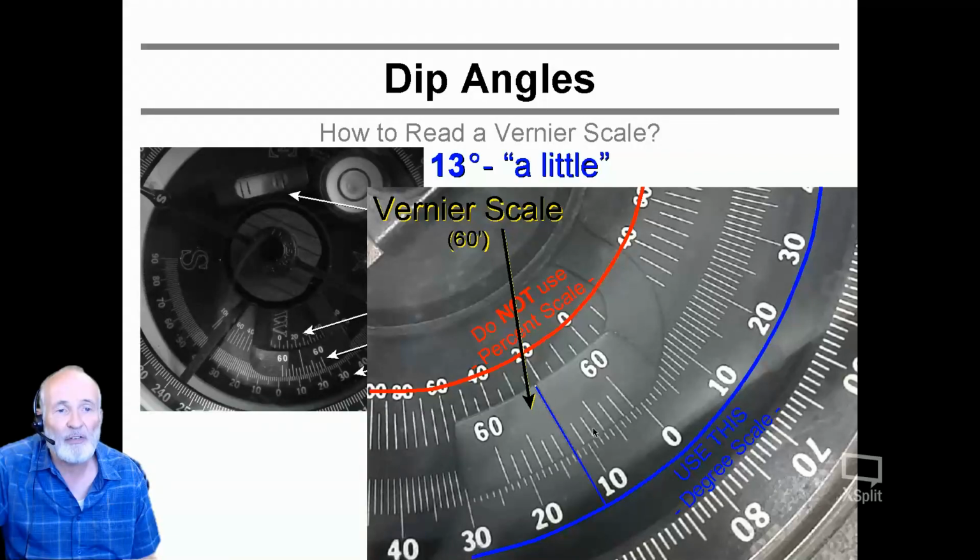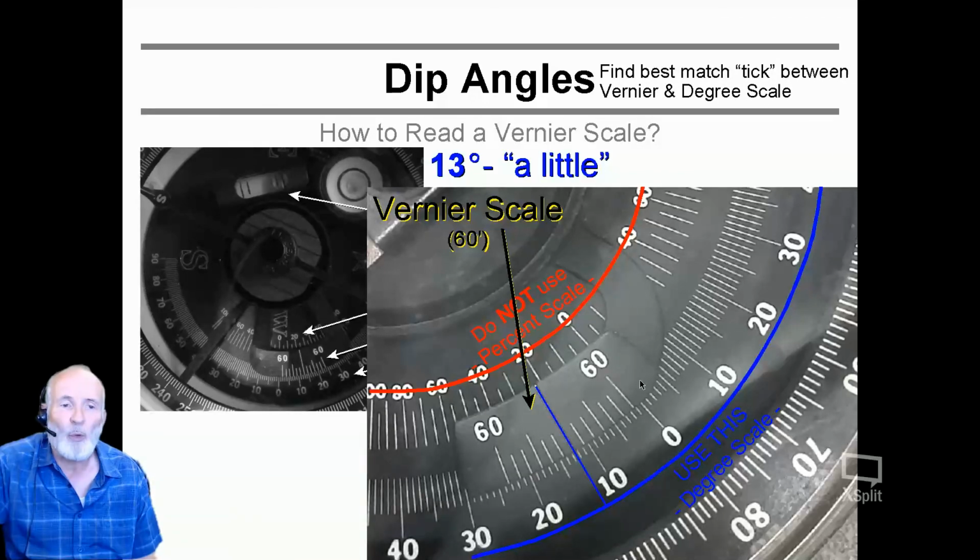This is where the vernier scale comes in. How do I figure this little? Well, the way to do this is to find the best match tick between the vernier and the degree scale. What does it mean, best match tick? So you have tick marks right there on the vernier scale, and you have also tick marks on the degree scale down there. So it doesn't matter which one. Let's look at each one of those and see which one has a perfect match equivalent on the other side.